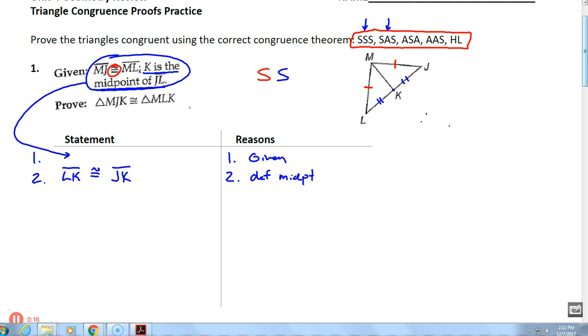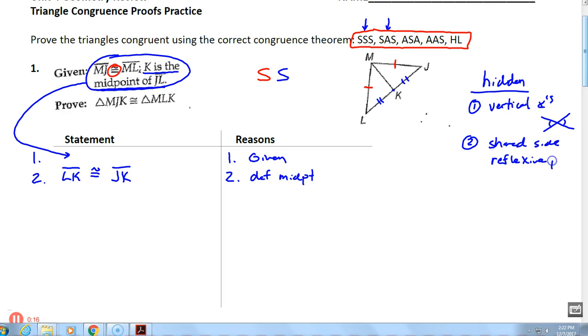Now I'm looking for hidden things, and when I refer to hidden things, I refer to either, number 1, vertical angles. Okay, I'm always looking for vertical angles. That's whenever 2 lines cross, it forms the X. Or I'm looking for a shared side, and we use what's called the reflexive property for a shared side. And that's what I'm going to do on this proof.